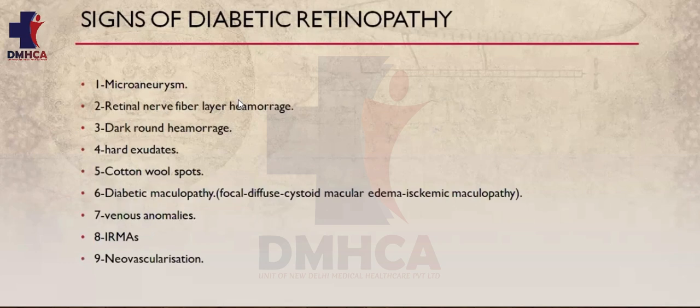The signs of diabetic retinopathy are microaneurysm, retinal nerve fiber layer hemorrhage, dark round hemorrhage, hard exudates, cotton wool spots, and diabetic maculopathy, which may be focal, diffuse, cystoid macular edema, or ischemic maculopathy.